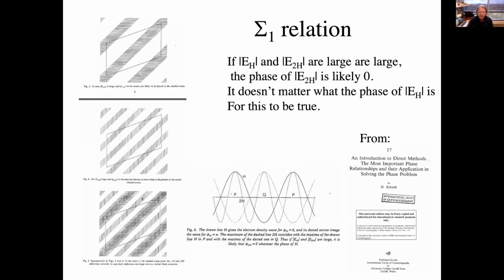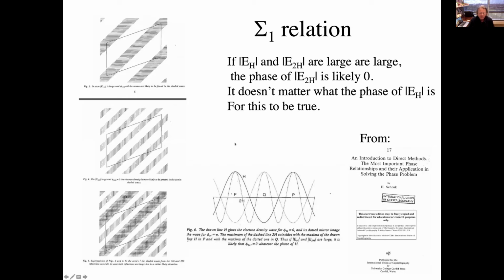On the assumption that you have two measured structure factor amplitudes that have been normalized, E sub H and E sub 2H, meaning you multiply the H, the K, and the L values by 2, if these are both large, the phase of E 2H is likely 0. And I'd like to explain why that is true. It turns out it doesn't matter what the phase of EH is for the E2H phase to be 0.